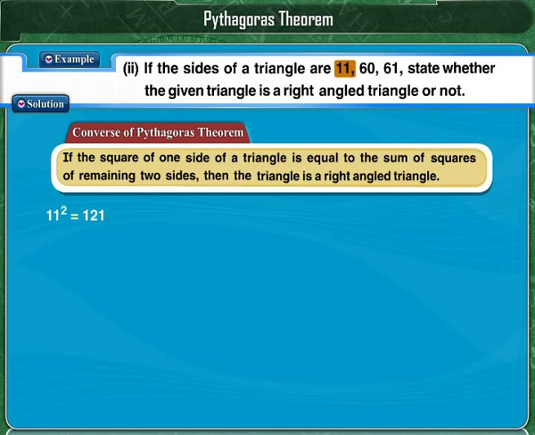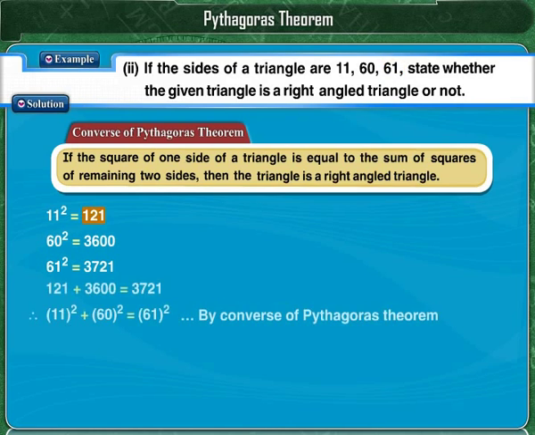So the square of 11 is 121. The square of 60 is 3600 and the square of 61 is 3721. If we add 121 to 3600, the sum is equal to 3721, which is the square of the third side. As the sum of squares of two sides is equal to the square of the third side, by converse of Pythagoras theorem, the given triangle is a right-angled triangle.